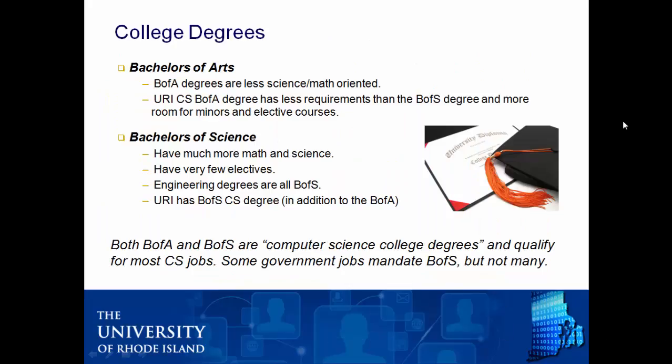So if you just decided you want to do a computer science major, a choice at many colleges and universities is whether you want to do something called a Bachelor of Arts for your degree or a Bachelor of Science. The difference is that they're both computer science degrees, and they will both get you really good jobs. The difference is that a Bachelor of Arts degree has much less math and science in it. And instead of the math and science courses, you can put elective courses in.